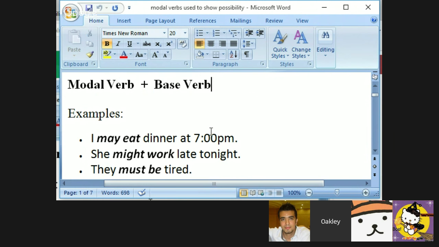If you're going to talk about the present or the future, this is it, and it doesn't even matter. We're concentrating on using modals to show possibility, but no matter what you're using it for, this is the form: the base verb. I may eat dinner at 7. She might work late tonight. They must be tired. Must be, all right. Even if it's the verb be, okay? The base verb be. All right.